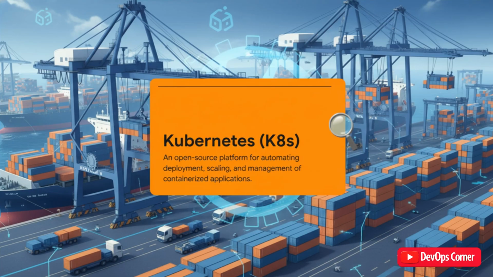We stop thinking about individual servers. Instead, we just describe our desired state to Kubernetes. We say, hey, I need 10 copies of my web server running at all times, and they should be accessible to the public. Kubernetes handles everything else. If a server dies, Kubernetes automatically moves those containers to a healthy one. If traffic spikes, it automatically adds more containers. It handles networking, storage, self-healing. It is, for all intents and purposes, the operating system for the cloud.